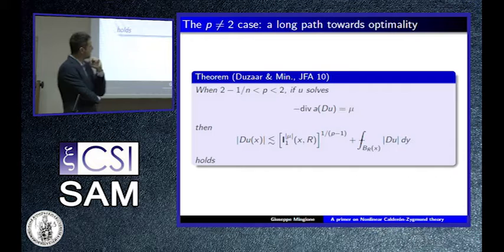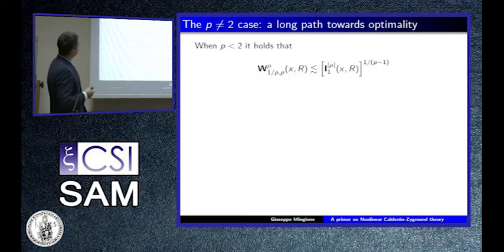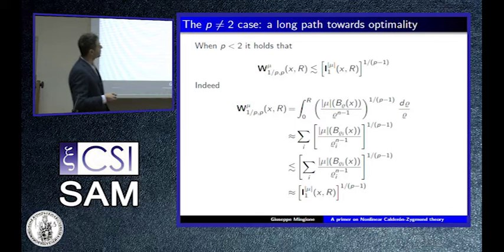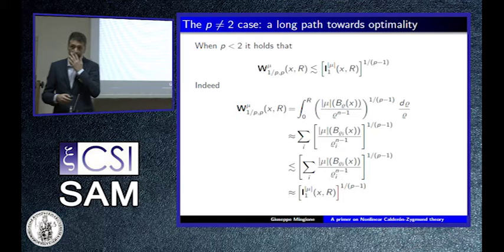Because this estimate tells you that you can pointwise bound Du via a Riesz potential as if it were linear. Nevertheless, this is worse than the previous estimate. Why? Because this is W1p, and this is this guy. This you can decompose as a series, and then you can use Hilbert's inequality, because now this exponent is larger than 1, and then you can get this equivalent. So there was a point here in getting Riesz potentials for p less than 2.